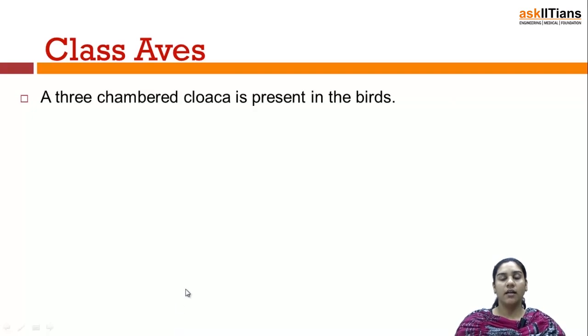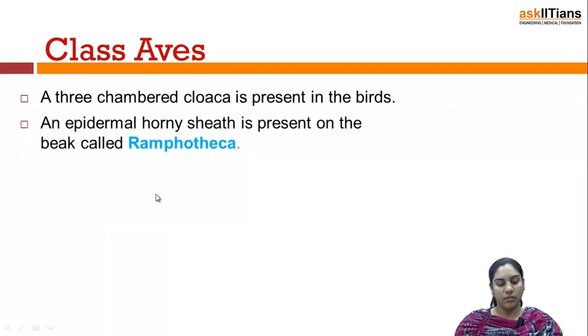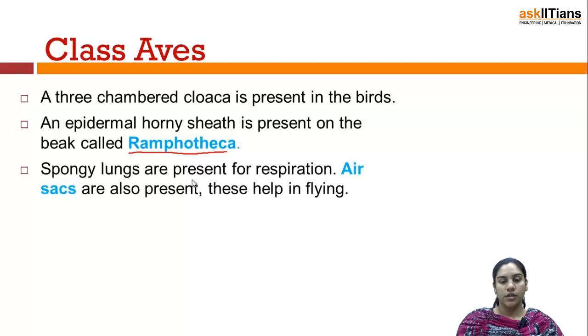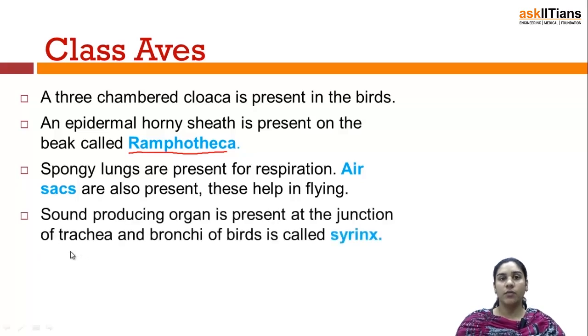The cloaca present in the bird is three-chambered. An epidermal horny sheath is present on the beak, known as rhamphotheca. Spongy lungs are present for respiration. Air sacs are also present along with the lungs. These help in flying. There is a sound producing organ at the junction of the trachea and the bronchi of the birds. This sound producing organ is known as syrinx.